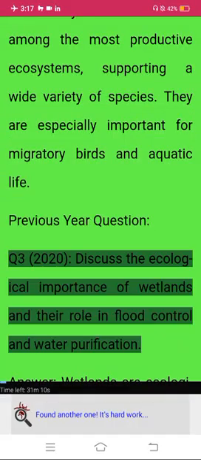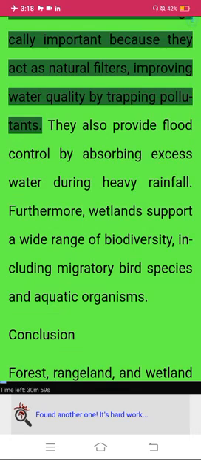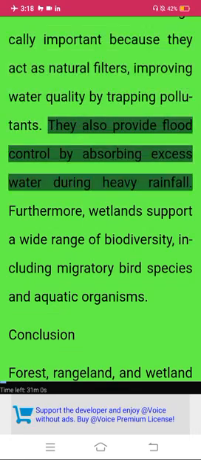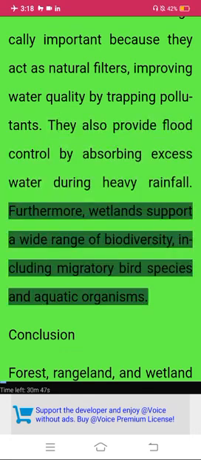Previous year question. Q3 2020: Discuss the ecological importance of wetlands and their role in flood control and water purification. Answer. Wetlands are ecologically important because they act as natural filters, improving water quality by trapping pollutants. They also provide flood control by absorbing excess water during heavy rainfall. Furthermore, wetlands support a wide range of biodiversity, including migratory bird species and aquatic organisms.